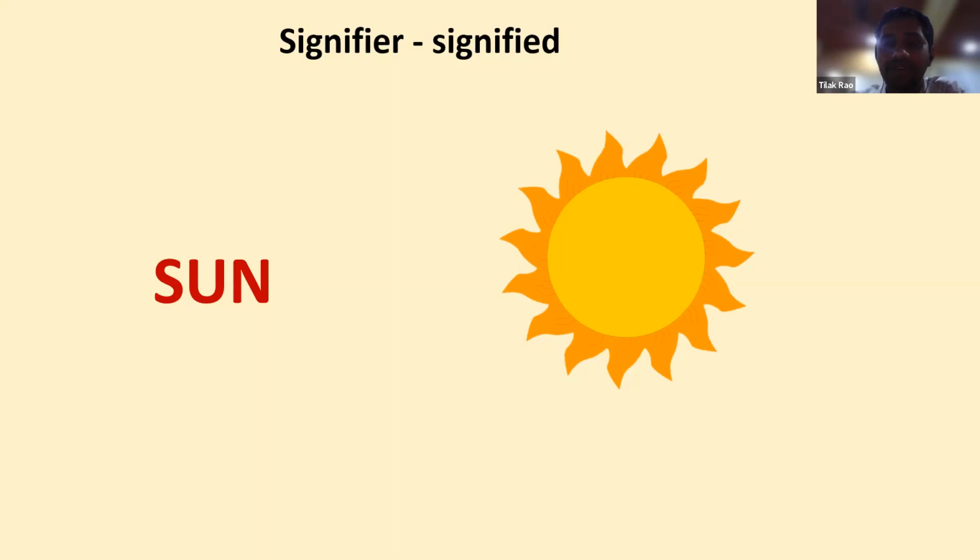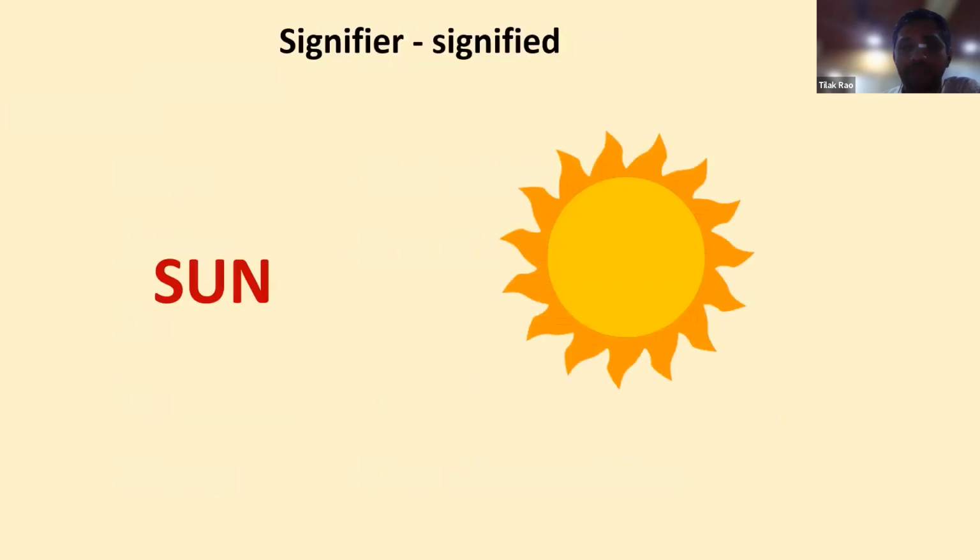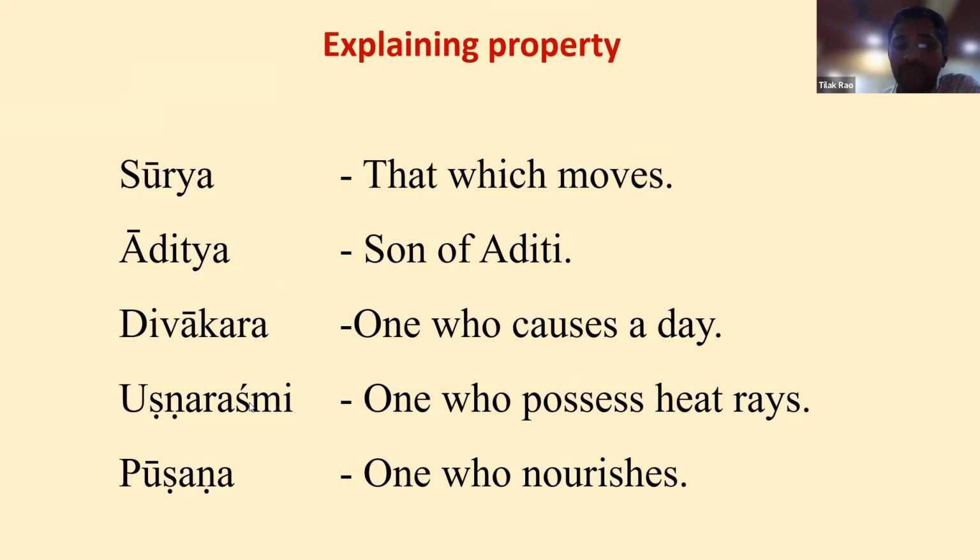Using that, we create sentences, or we think about that. This is what we do. But let us take an example from Sanskrit. There are words like Surya, Aditya, Divakara, Ushnarashmi, Pushana. These are different words we use for the same object, as here we are using sun for a particular object. In Sanskrit, there are different words which are used for that same object.